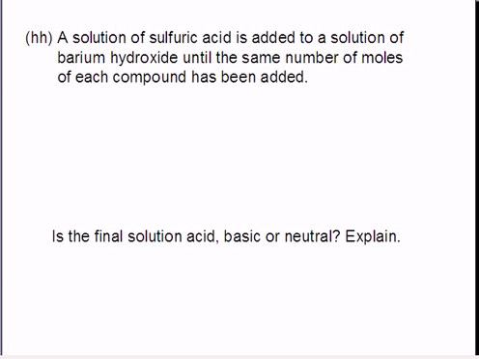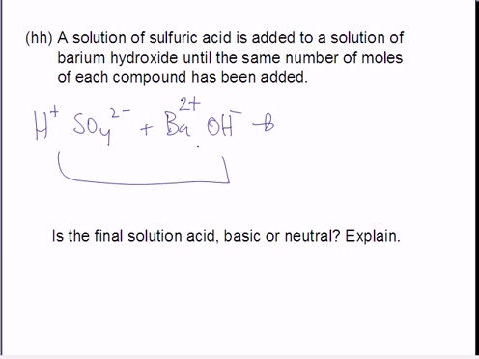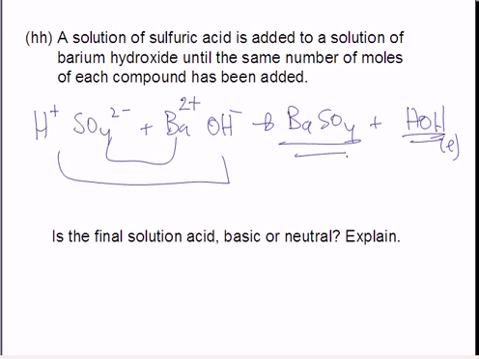A solution of sulfuric acid is added to a solution of barium hydroxide until the same number of moles of each compound has been added. Fancy way of saying that you're adding the strong acid, H plus and SO4 2 minus, to barium hydroxide, strong base, OH minus. I see ions, so I'm going to connect and cancel. You're going to get a precipitate, BaSO4, and you're going to make liquid water also. So in this case, there is no spectator ion. This stayed together and this stayed together.